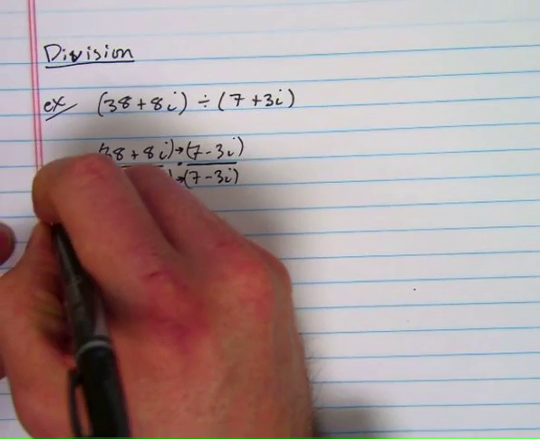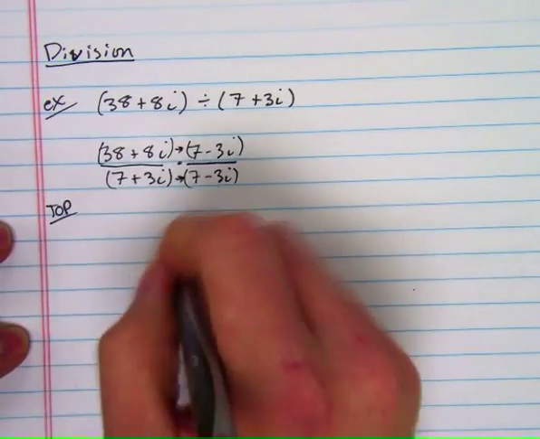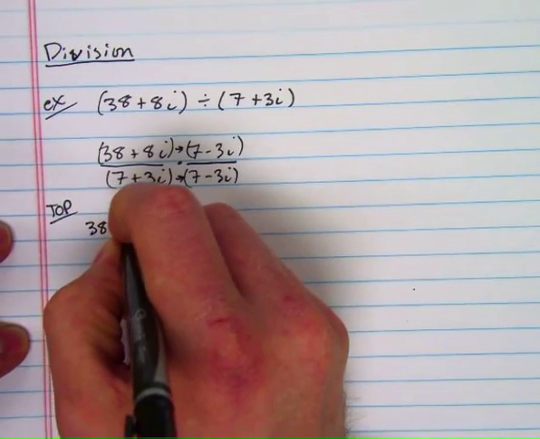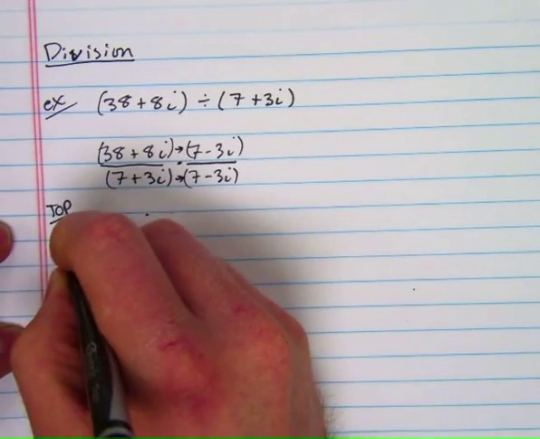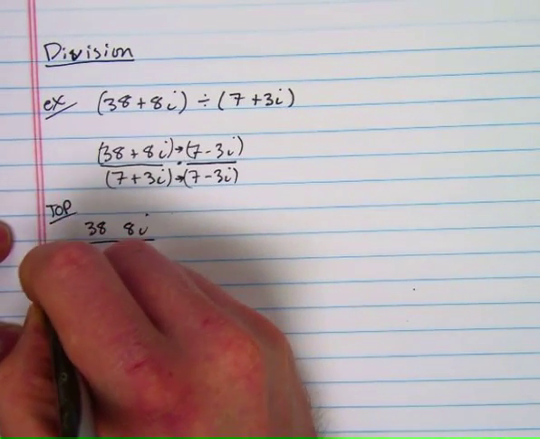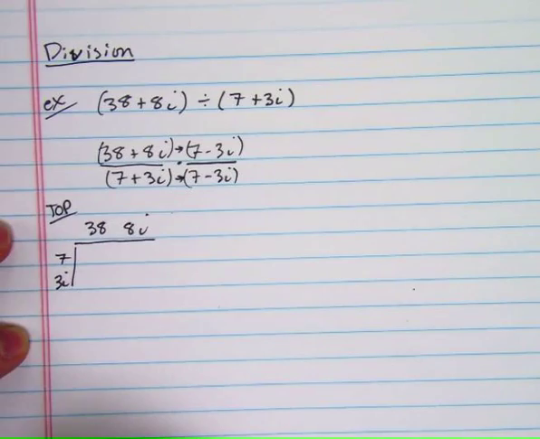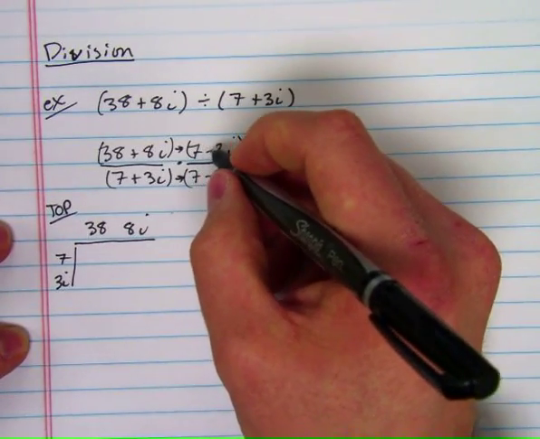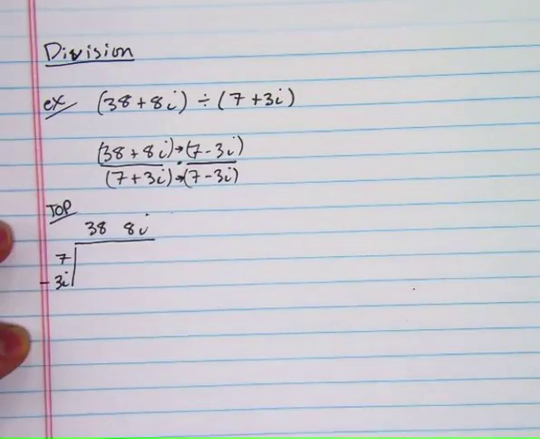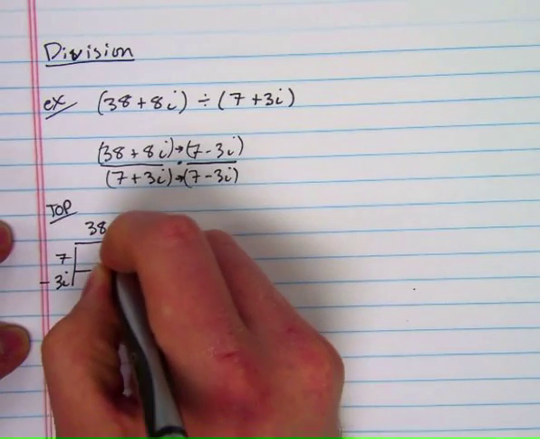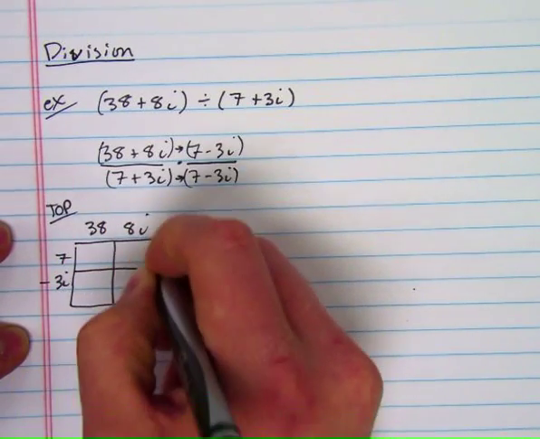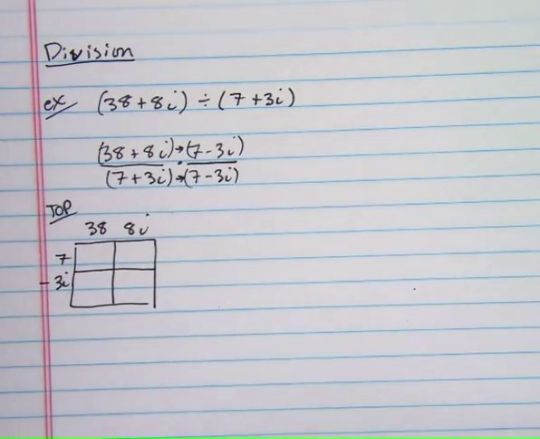Now on the top here, I'll go through it with the box again. 7 and 3i. Now this is going to be 7 minus 3i since we're going across the top. So let me make that negative there. And there's my big box.